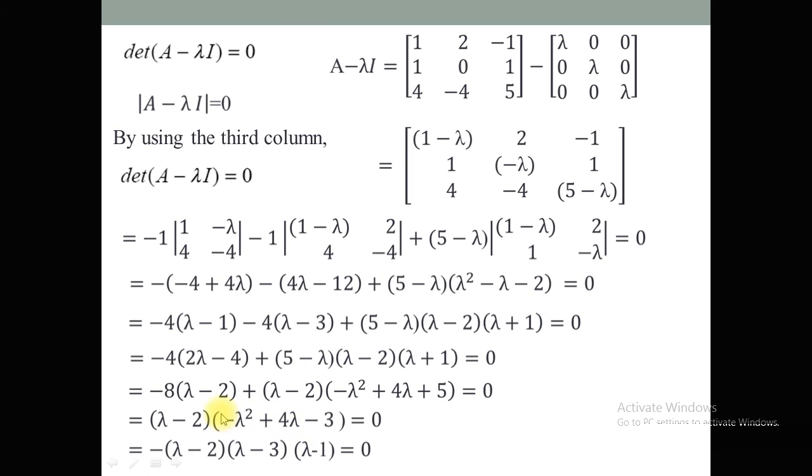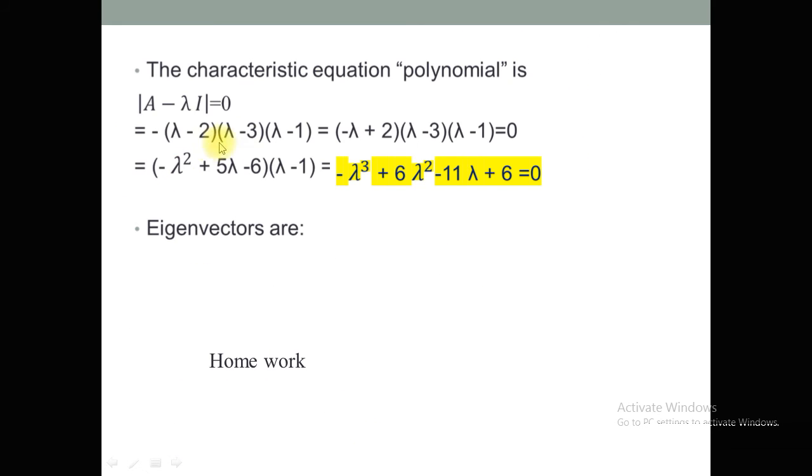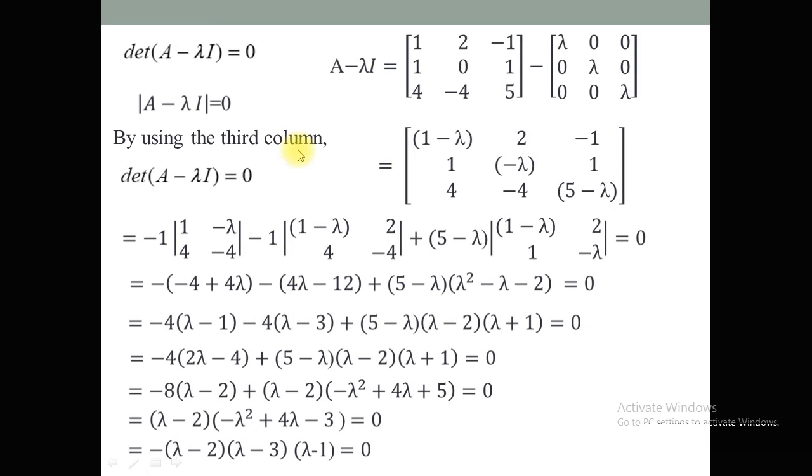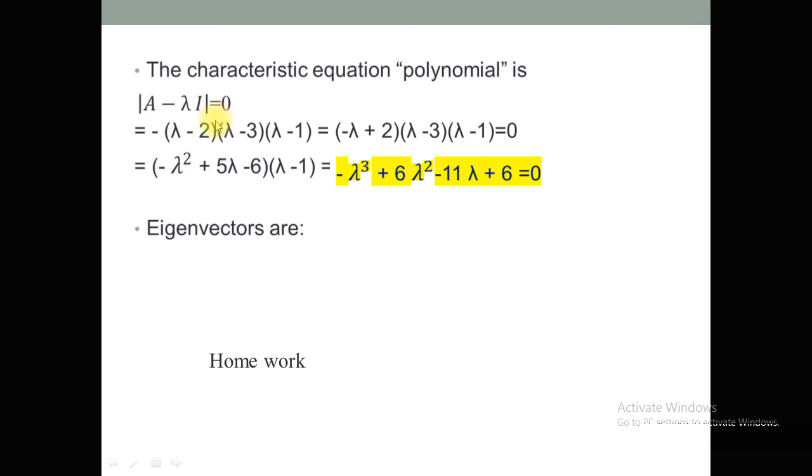Now taking common minus from this factor, minus lambda minus 2 into lambda minus 3 into lambda minus 1 is equal to 0. So we have three eigenvalues like you see over here, lambda is equal to 2, lambda is equal to 3, and lambda is equal to 1. So the final characteristic equation of the polynomial, minus into lambda minus 2, lambda minus 3, lambda minus 1, and we can write minus lambda plus 2, lambda minus 3, lambda minus 1 is equal to 0.